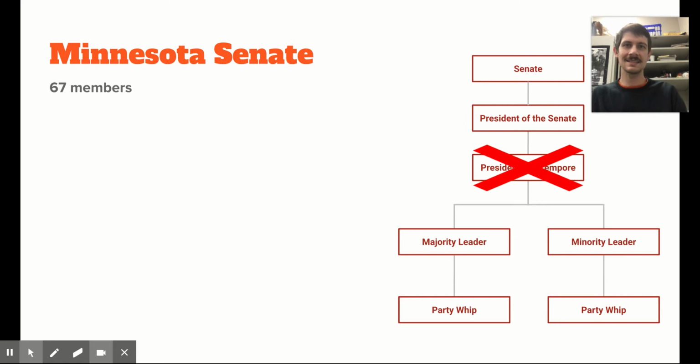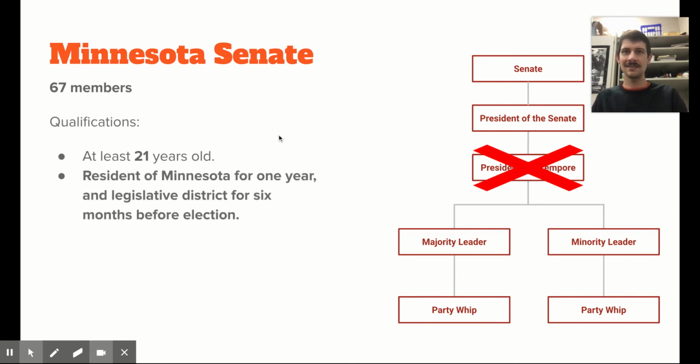The Minnesota State Senate has 67 senators. If you remember, the federal Senate has 100, 2 from each state. Minnesota has 67, so 67 senatorial districts. Qualifications are the same as for the Minnesota State Representatives: 21 years old and a resident of Minnesota for at least 1 year and of the legislative district you hope to represent for 6 months.